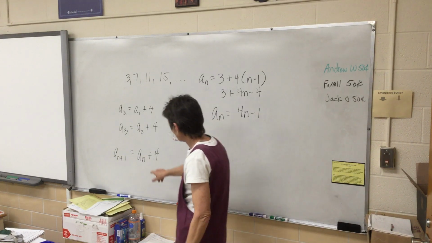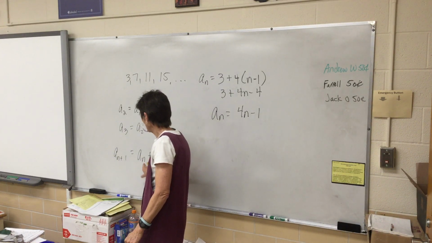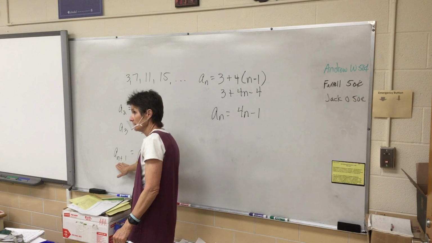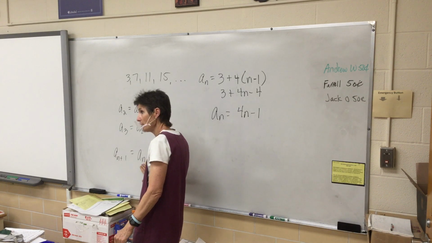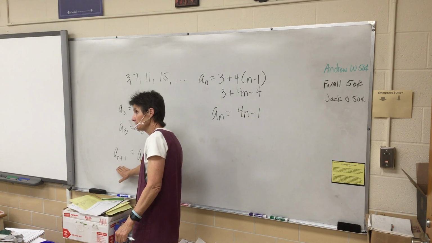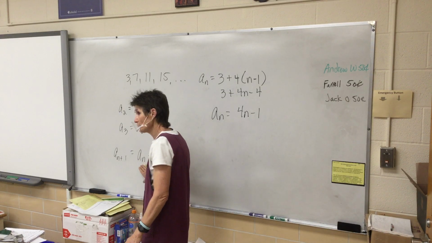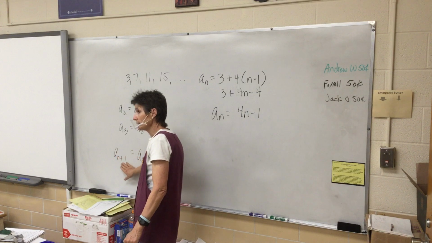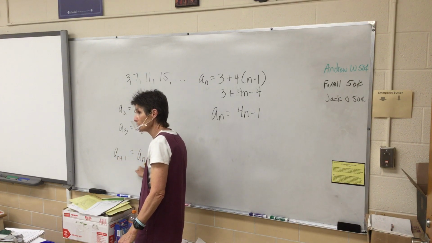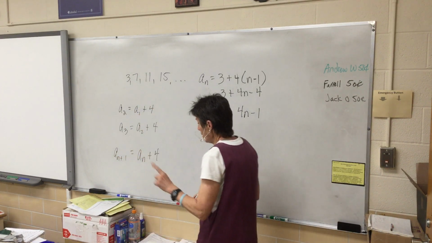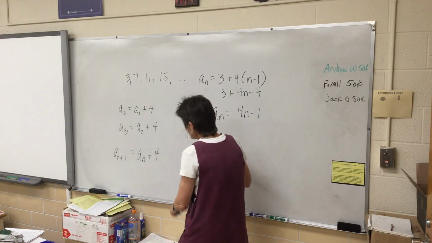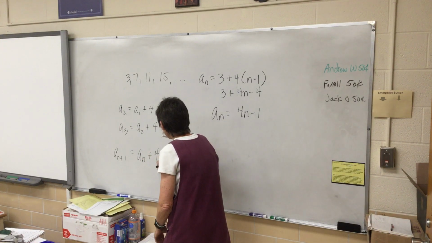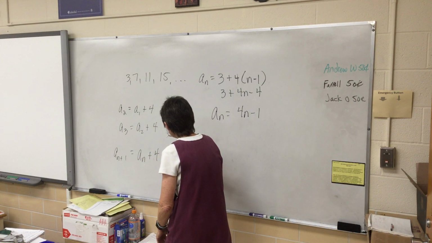So the term that comes after the 6th would be the 7th. And the term that comes after the 10th would be the 11th. So you give me a term, I'll add 4 to it, and I will get the next term. This is called a recursive formula. Now, whenever you write a recursive formula, you must give the starting point.